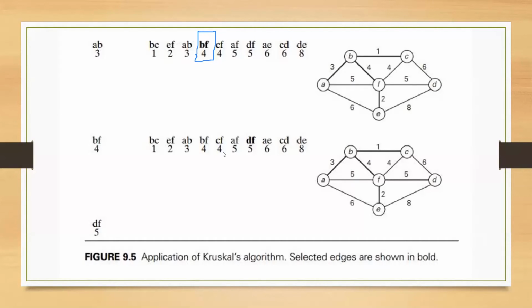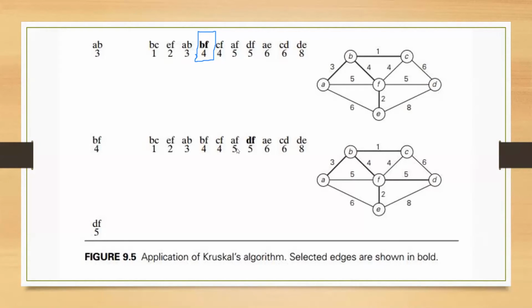Now see whether adding CF, or considering CF, forms a cycle. If you look here, if you consider C and F, this forms a cycle. BCF forms a cycle. Therefore, CF should not be considered. You would skip this and move to the next edge.